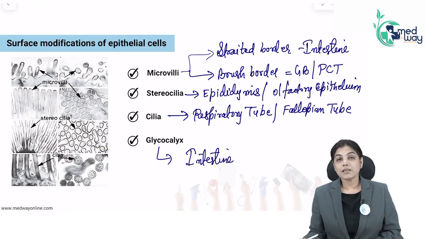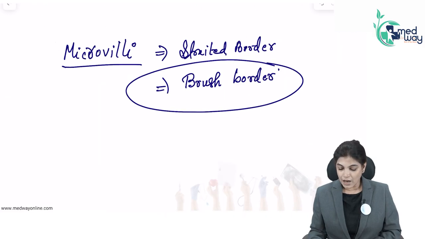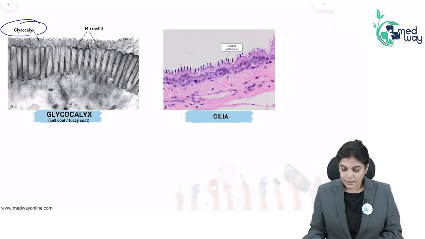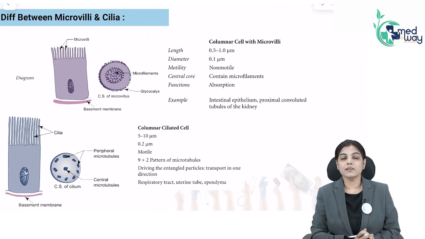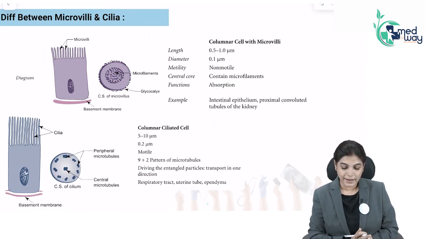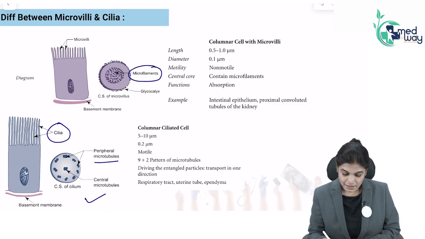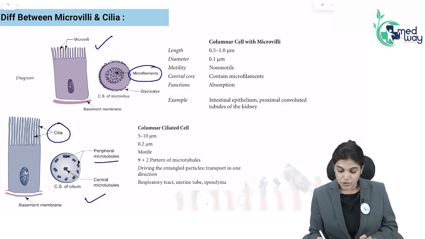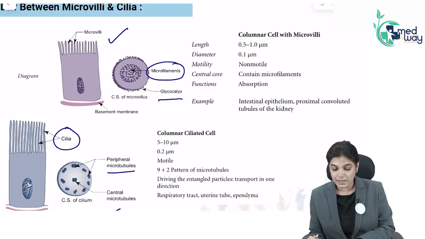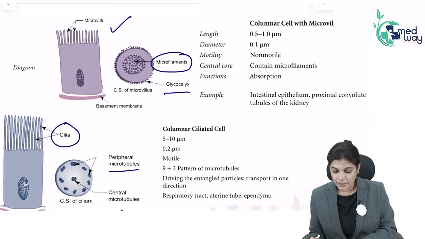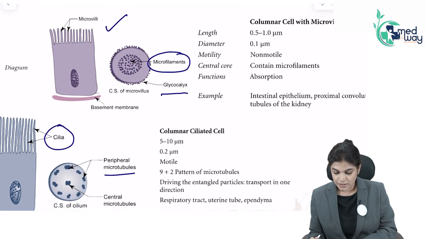So, we are done with the surface modification of the epithelial cells. Now, let's see the difference between the microvilli and cilia. You can see this image where you can appreciate the differences. The cilia are longer, as you can see, and contain microtubules. Microfilaments are present in the microvilli. They are very minute projections, also having glycocalyx. Let me enlarge this. If I enlarge this, you can see the differences nicely.